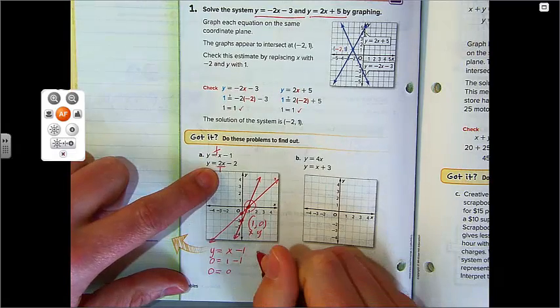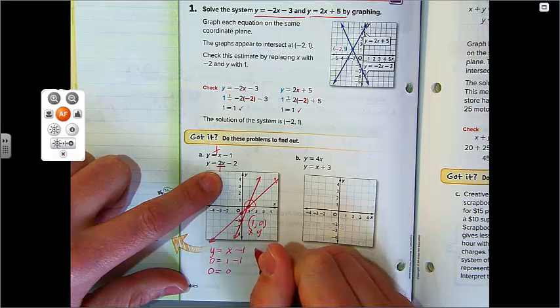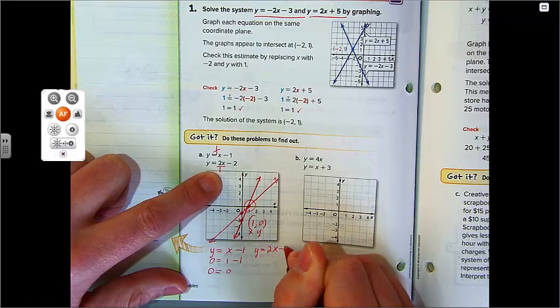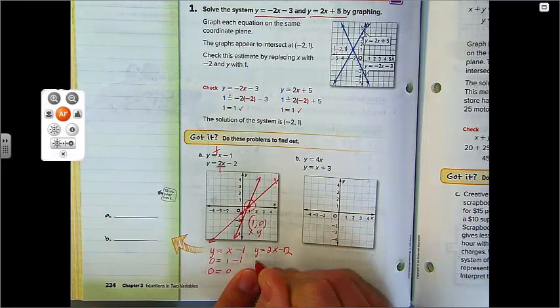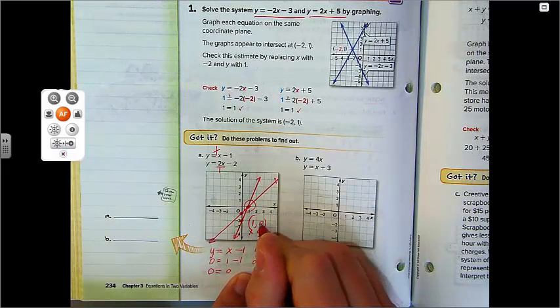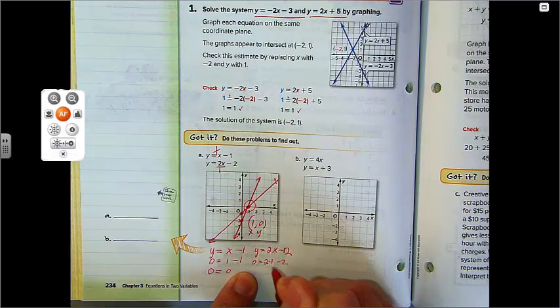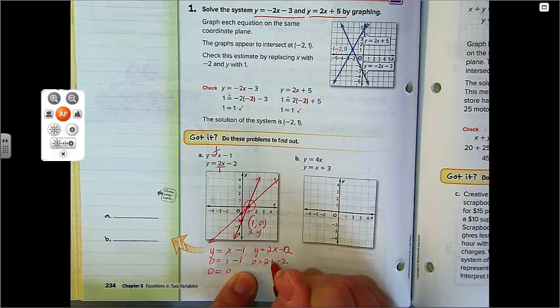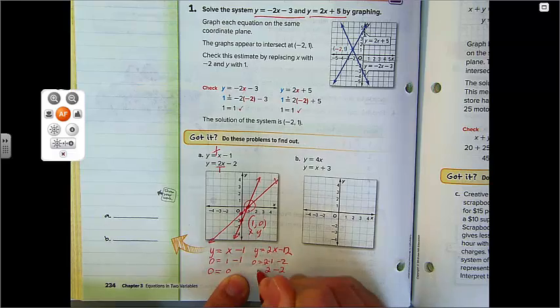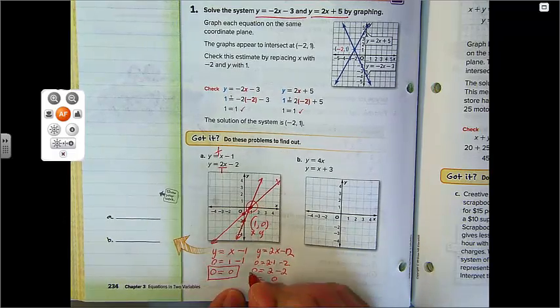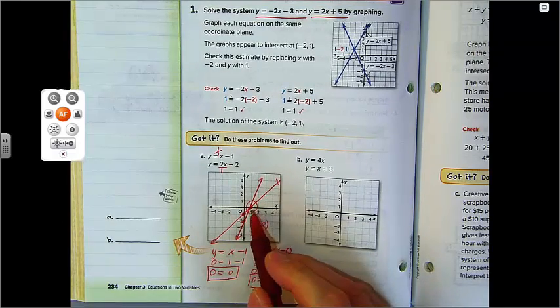But now I have to check the other one because it has to work for both. So I have y equals 2x minus 2. Now I plug in 0 for y. I plug in 1 for x. So 2 times 1 is 2. So I'm left with 2 minus 2 here, which still equals 0. So I get a true statement here, a true statement here, so I know my answer is correct.